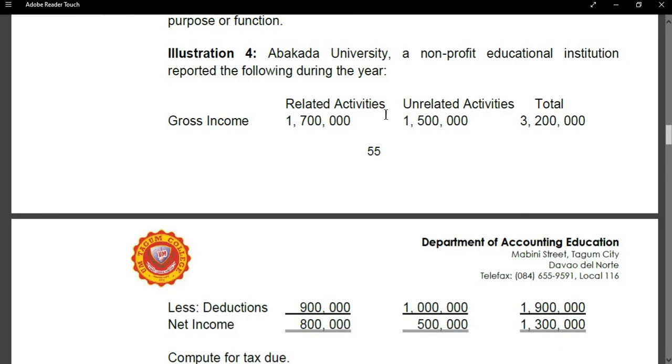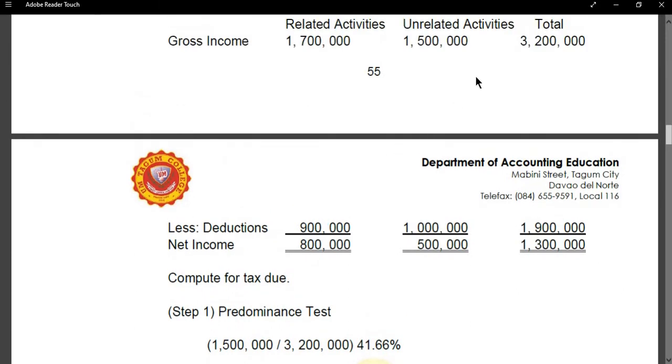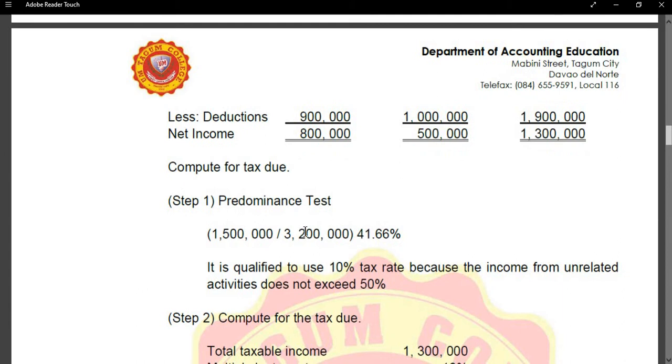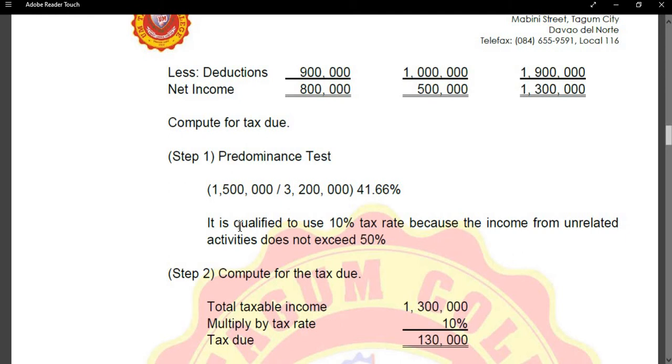So gross income from unrelated activities of 1,500,000 divided by the gross income of 3,200,000, that gives you 41.66%, which is less than the 50% threshold. Therefore, it is qualified to use the 10% tax rate because the income from unrelated activities does not exceed 50%.